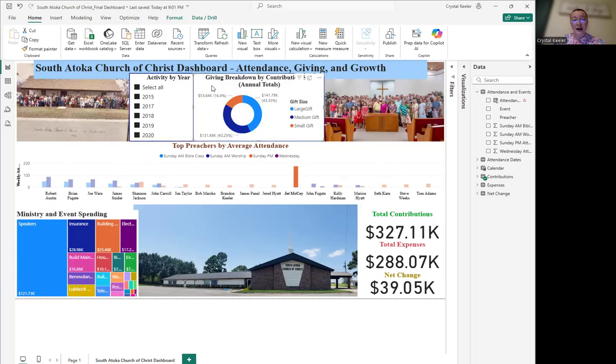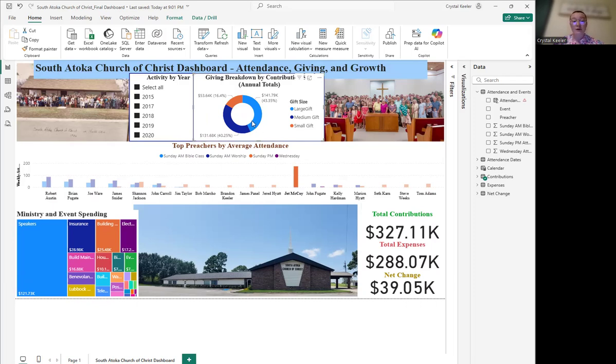Over here on the right-hand side, this is my giving breakdown by contributions, which is my annual totals, for each year. If anything is less than 60,000, I considered it a small gift. If anything is above $70,000, I considered it a large gift. And if it was in the middle, then I considered it a medium gift.